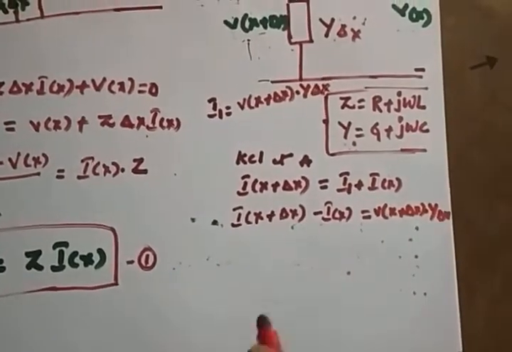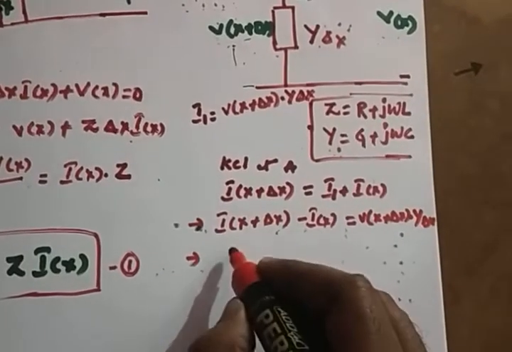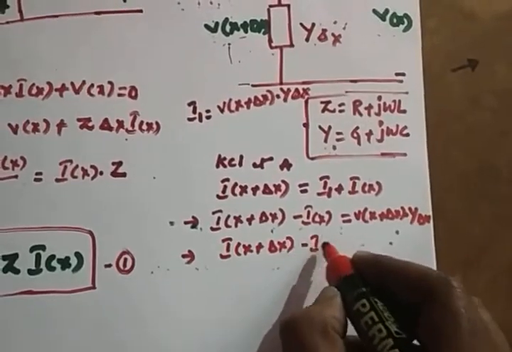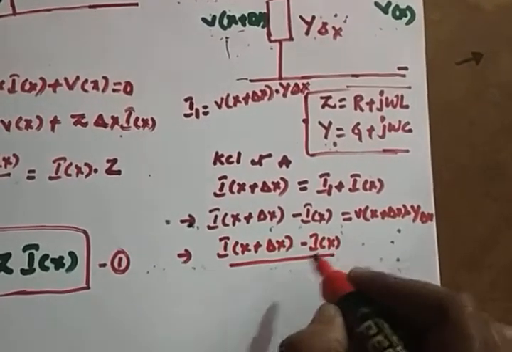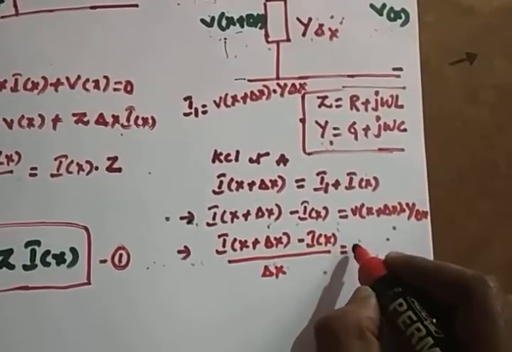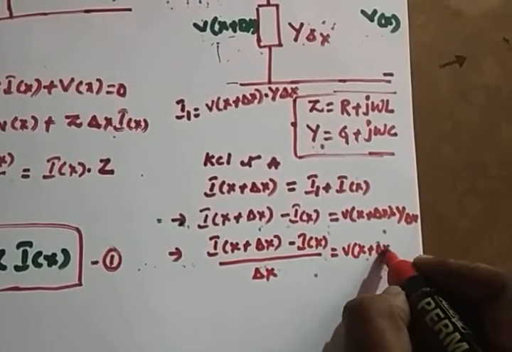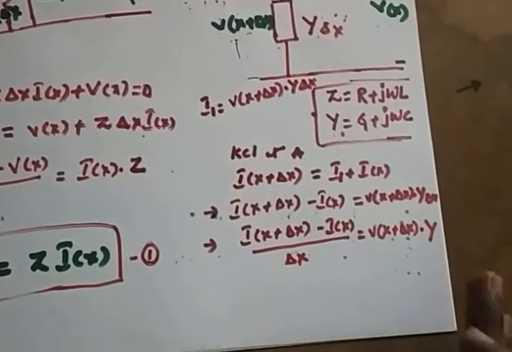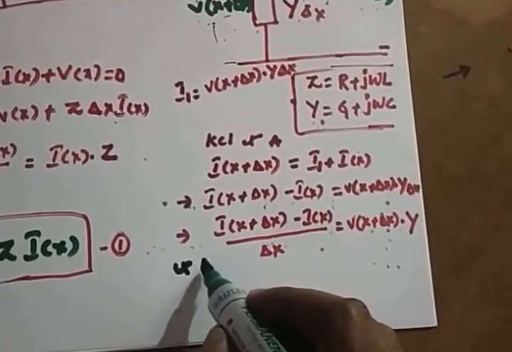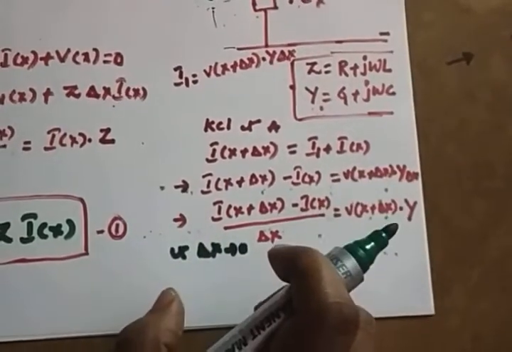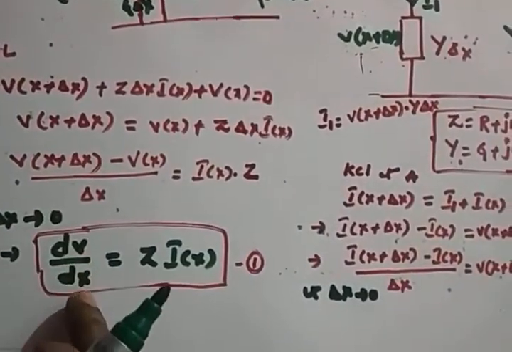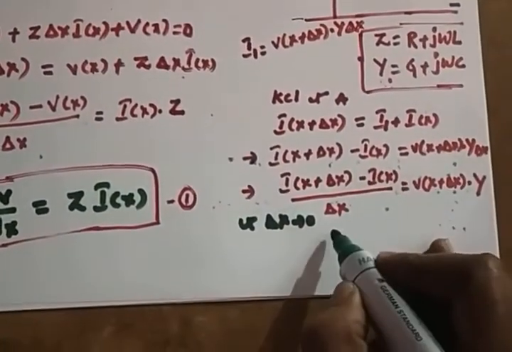Now I am taking I of x plus del x minus I of x by del x is equal to V of x plus del x into y. Hope it's clear. Now I am applying the limit delta x tends to 0 here also. So the term is dI by dx. It is an I term, whereas before it was a V term, that's why we had dV by dx. Now it is dI by dx.